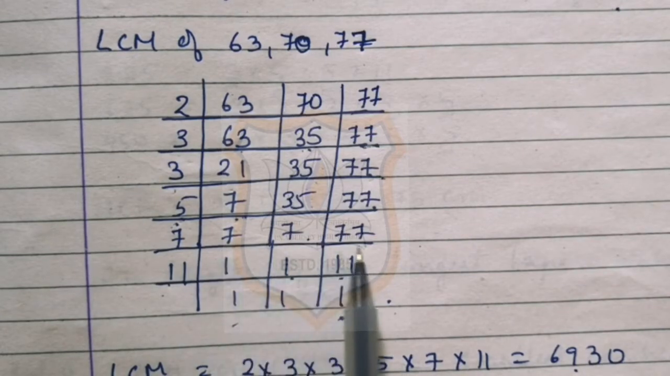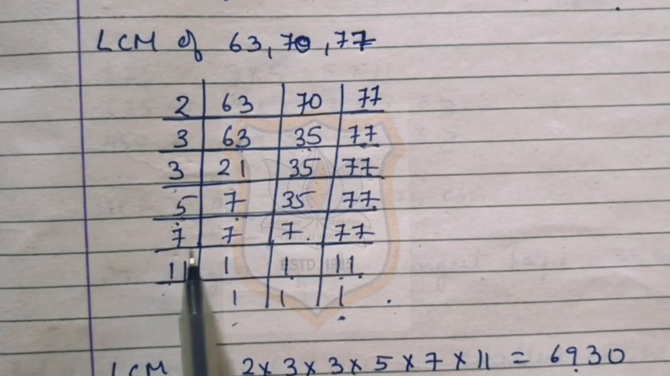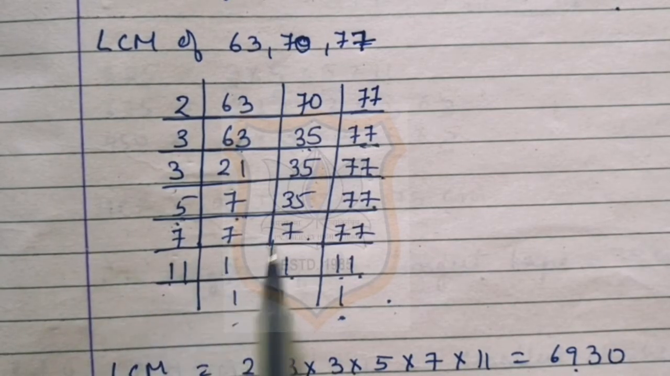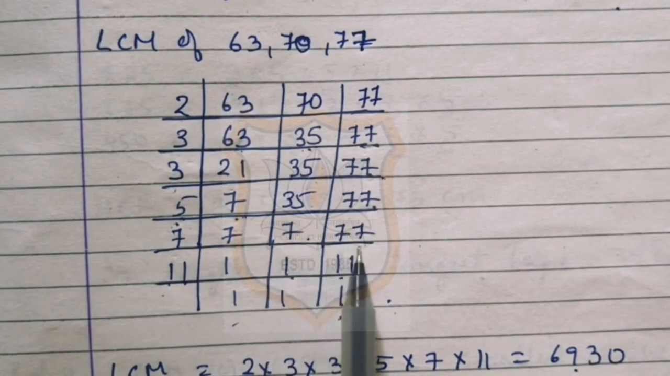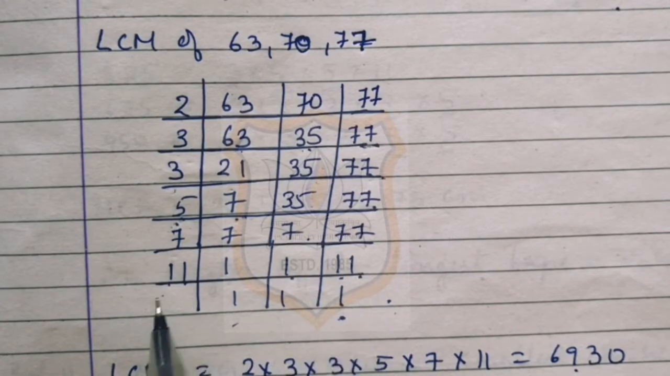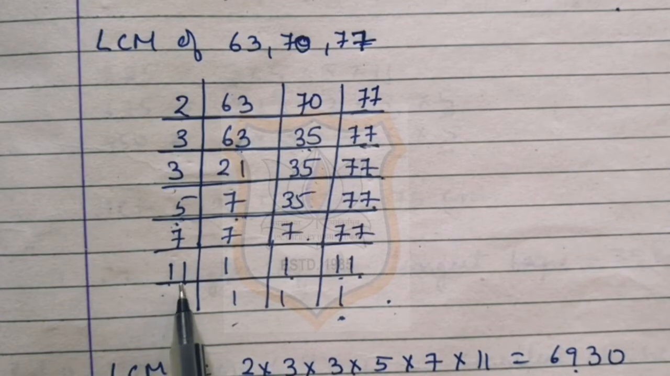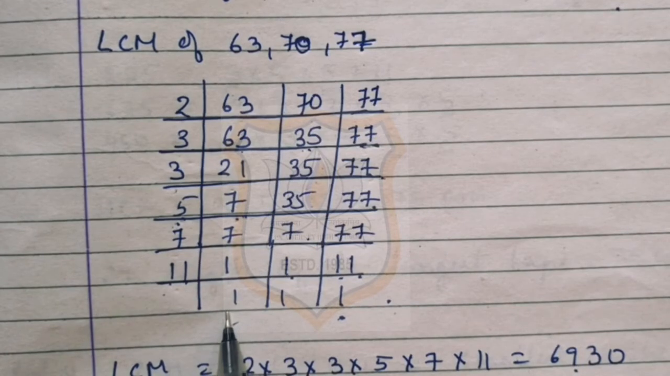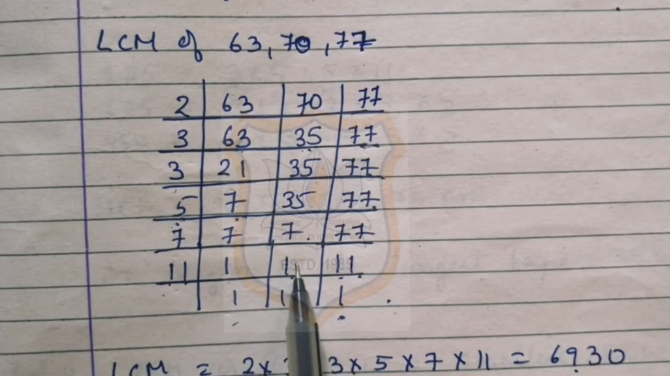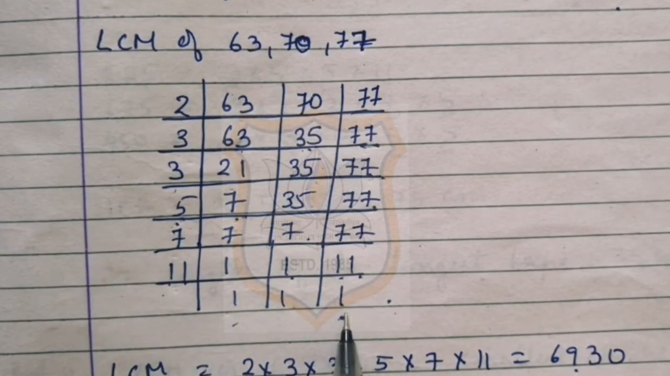Now we will divide all these numbers by a common prime number, that is 7. By dividing 7 by 7 we will get 1 as a quotient. By dividing 7 by 7 again we will get 1 as a quotient, and by dividing 77 by 7 we will get 11 as quotient. Now here we have to repeat the process till we get 1 as quotient. Now we will take 11 as a prime number. Here the quotient is 1. We will carry it forward as it is. Here also we will carry this number 1 forward as it is, and now we will divide this 11 by 11. We will get 1.